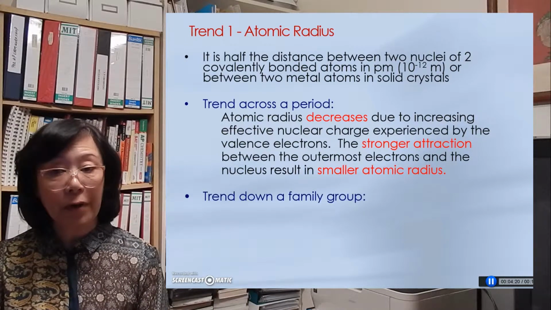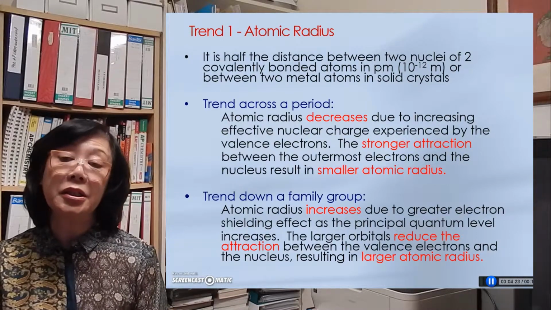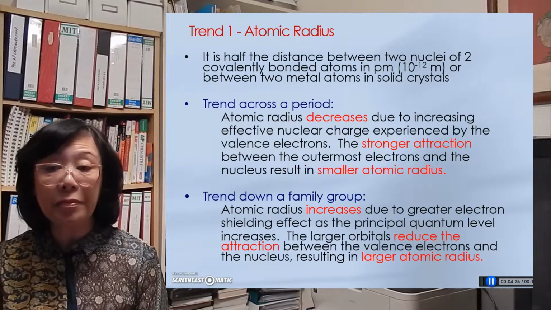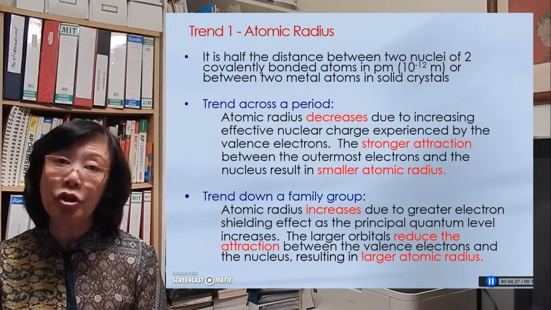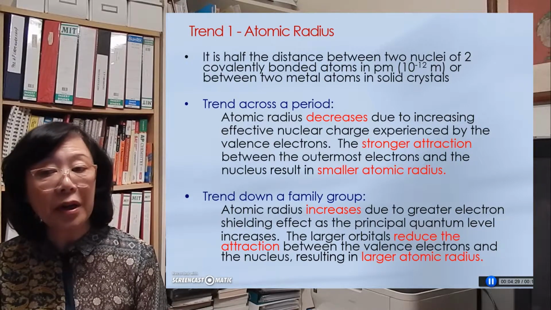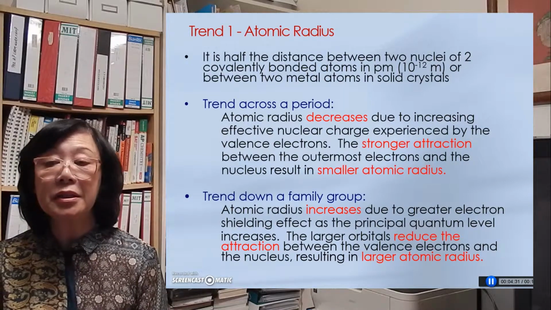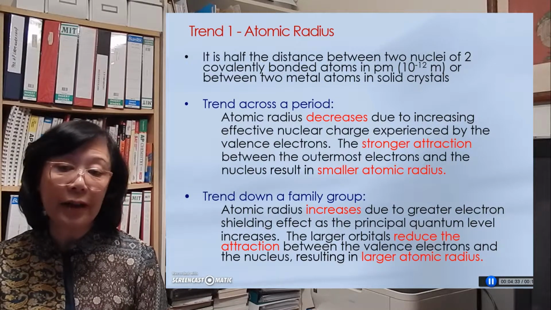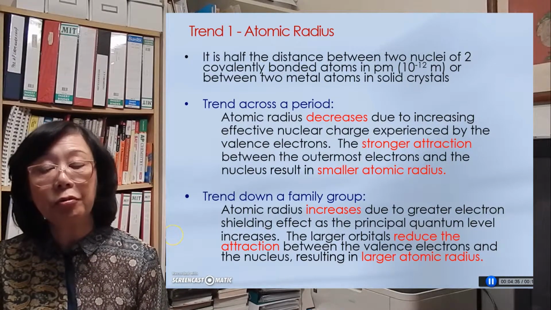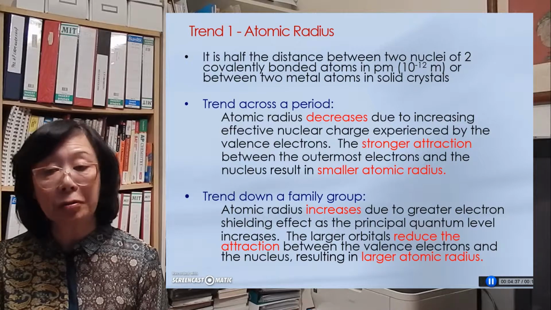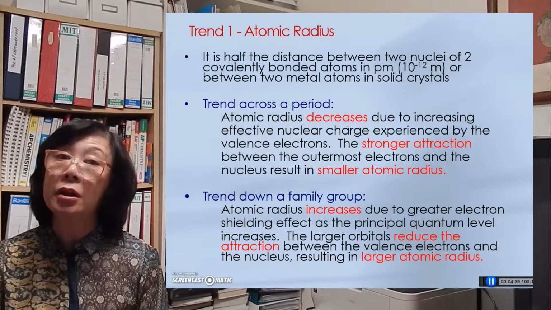The trend down a family group, now it gets bigger and bigger for the atom because there are more energy shells, meaning there are more core electrons, increasing this electron shielding effect and reducing the attraction between the valence electron and the nucleus, resulting in larger atomic radius.